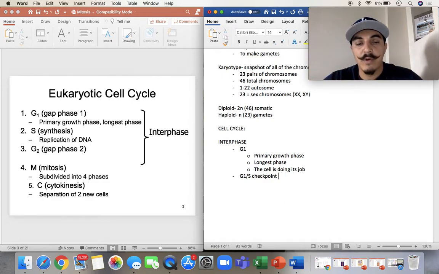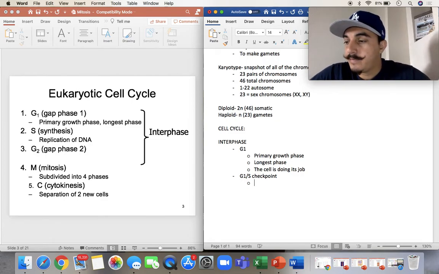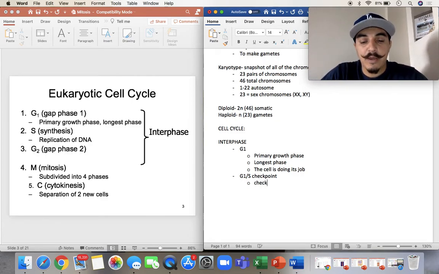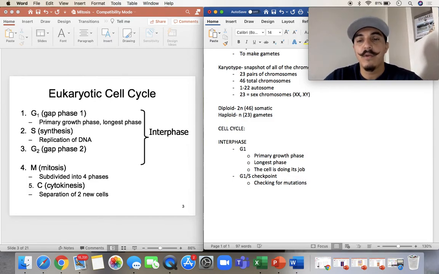Through the G1/S checkpoint, they're just really checking for mutations, making sure there isn't anything wrong going on. During G1, you've got translation, where we're making proteins. So checking, making sure they are correct proteins, making sure all the bases are correct, because we're going to make a copy of that cell. If we have the wrong bases, the wrong copy, then we're going to have really bad cells. That's what the G1/S checkpoint is for.